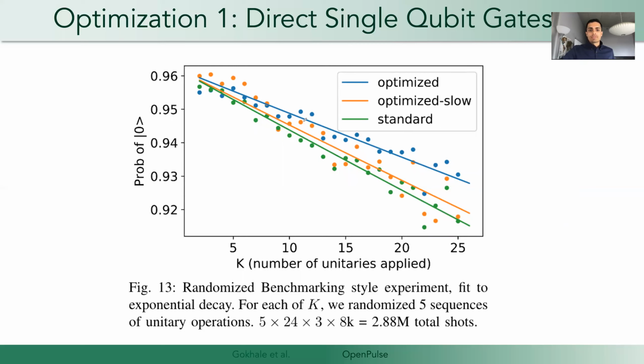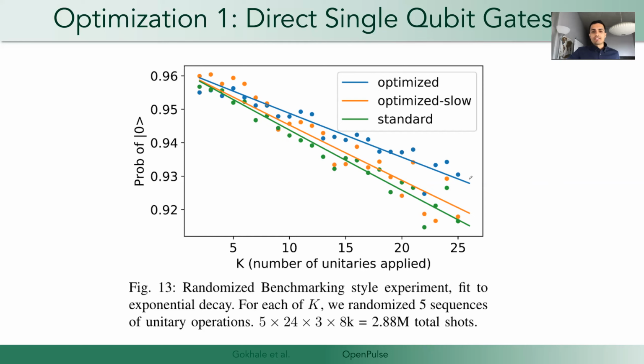So blue represents using our optimized technique, where we do the single qubit gates directly. And green is the standard approach, where all the single qubit gates are done indirectly using that first identity that I showed. And what you see is that the probability of success is significantly higher if we use the optimized technique.